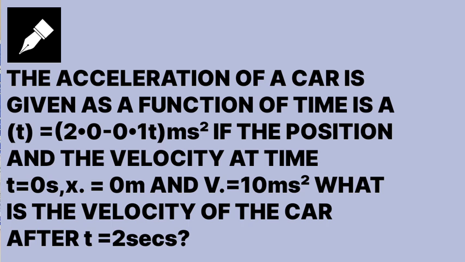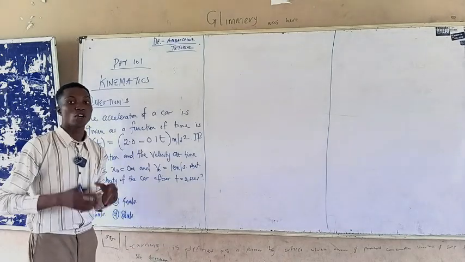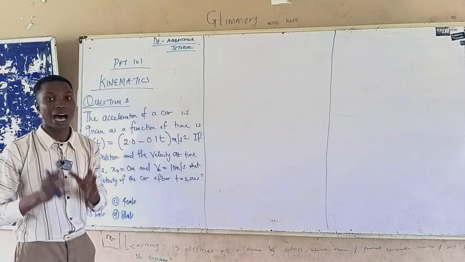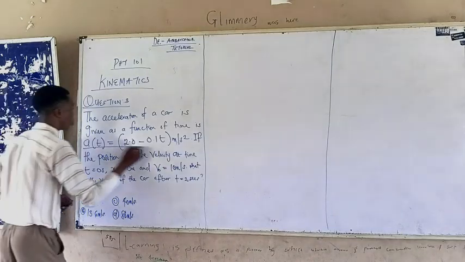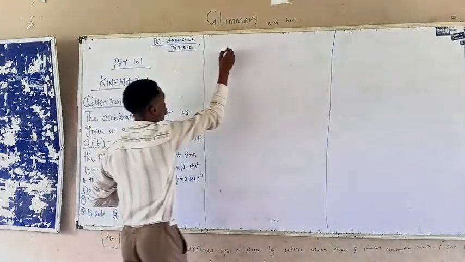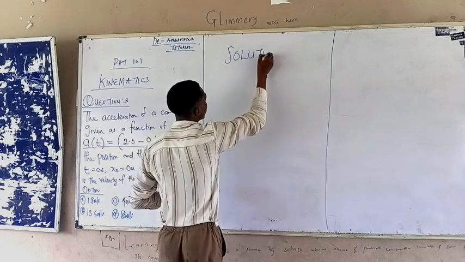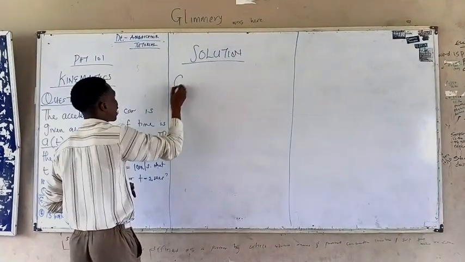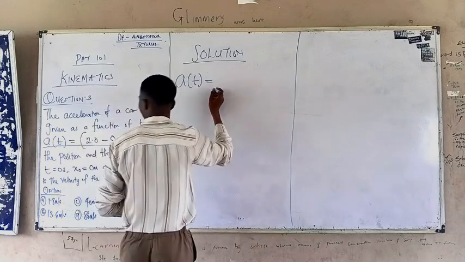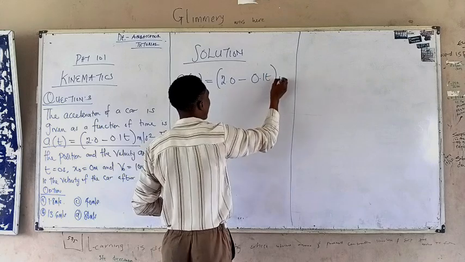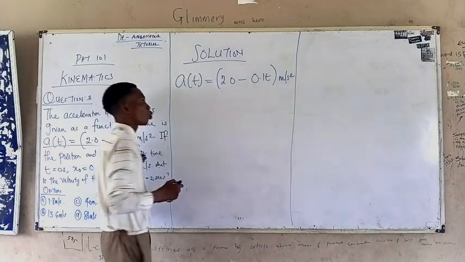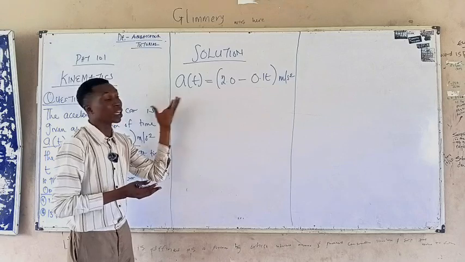The question now says, what is the velocity of the car after t equals 2 seconds? Then we are given options. Anytime you are solving a kinematic equation, you will always firstly identify the kind of equation given to you. Now, if you look at our question, the kind of equation given to us is this. Solution: a(t) = (2.0 - 0.1t) meter per second squared. The question is, what kind of kinematic equation is this?